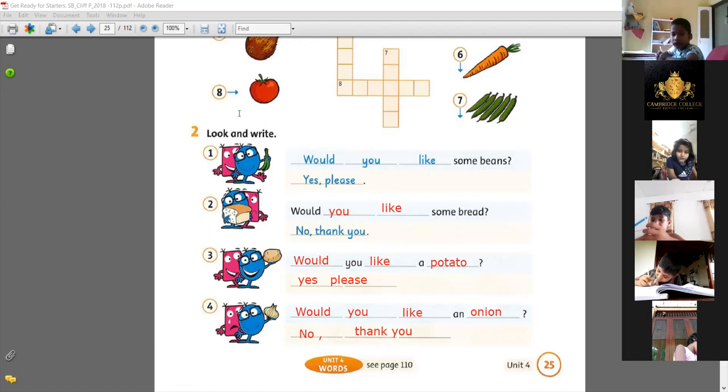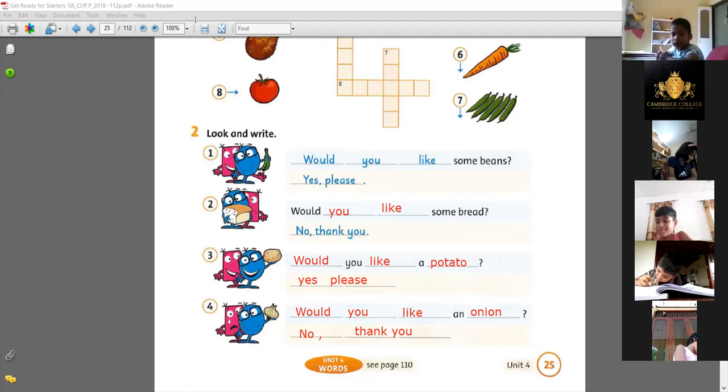Would you like the pie? No, thank you. Would you like potatoes? No, thank you. Would you like onion? No, thank you. Would you like cake? Yes, please. Would you like apple? Yes, please. Would you like ice cream? Yes, please.